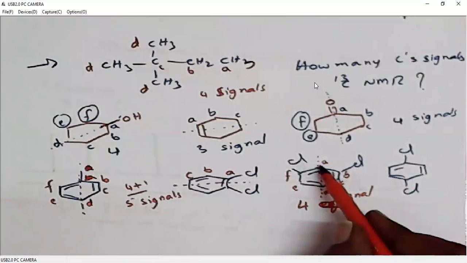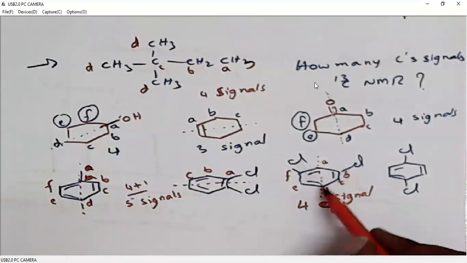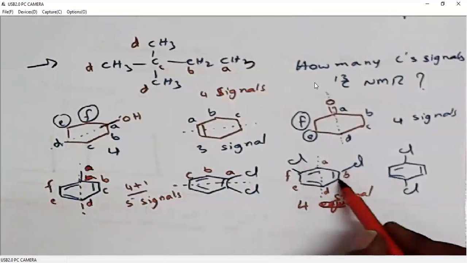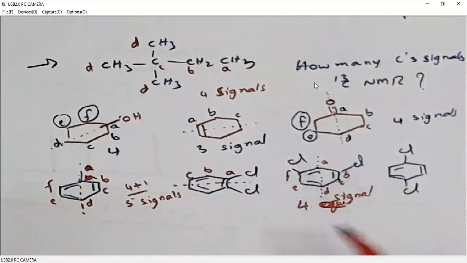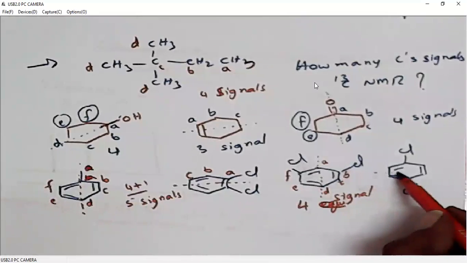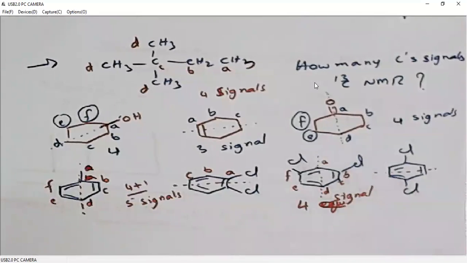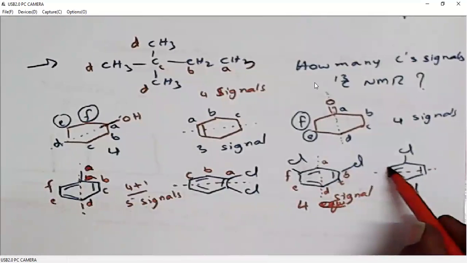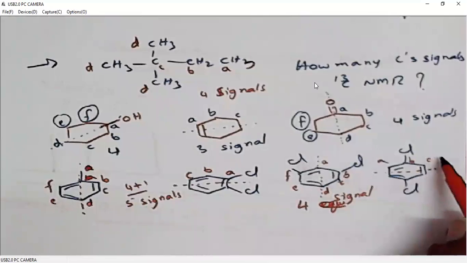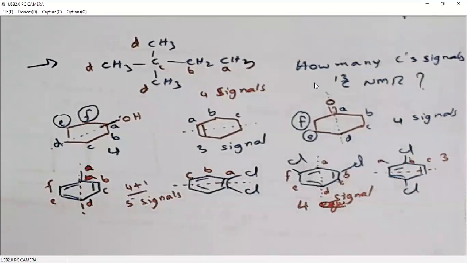When we are taking the symmetry axis along the atoms, we are getting the signal for these 2 atoms and the chemically equivalent atoms. Here we can take the symmetry element like this. So we can get the 3 signals, 1, 2, 3. Only 3 signals.